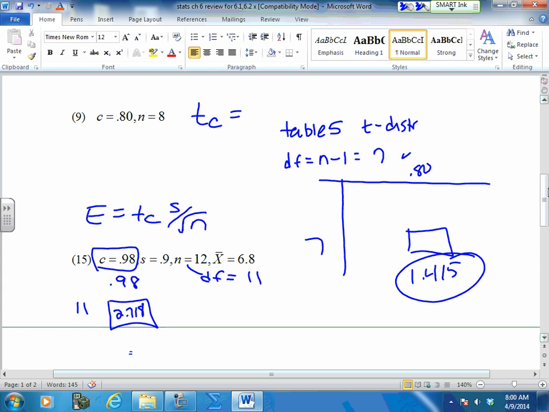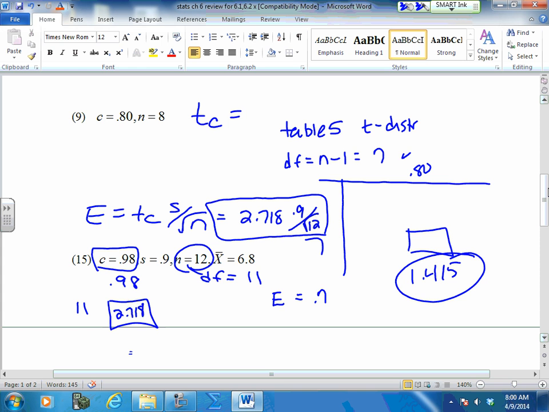So now we're going to plug this in. 2.718 times your sample standard deviation divided by the square root of n. See, your n is less than 30. Plug this in and get your margin of error. This is your plus or minus to build your confidence interval. 0.71. Everybody see the difference between a Z and a T?